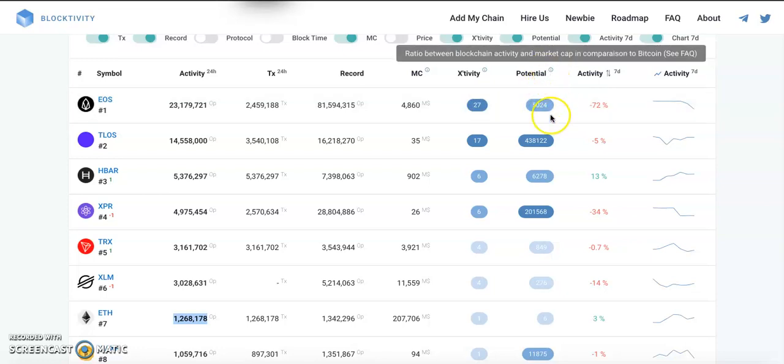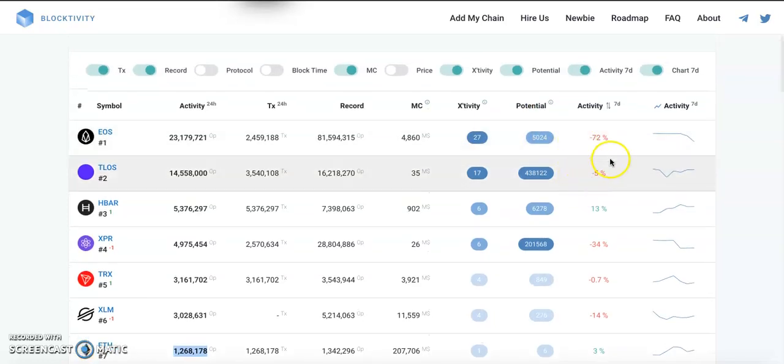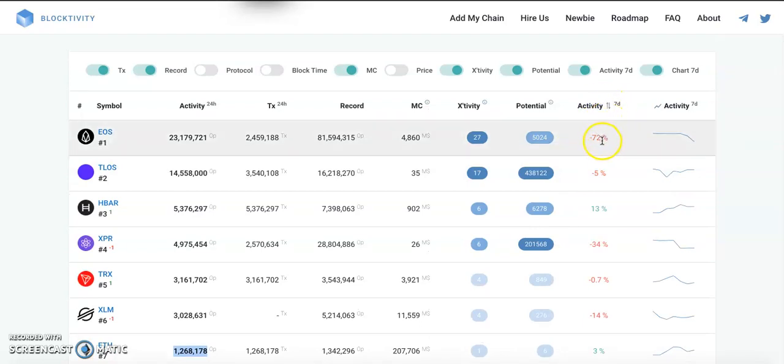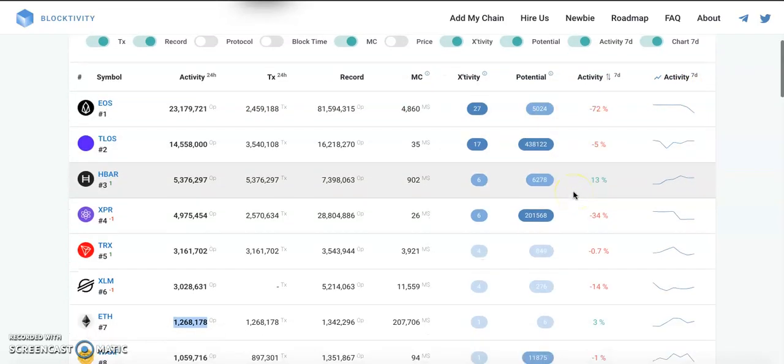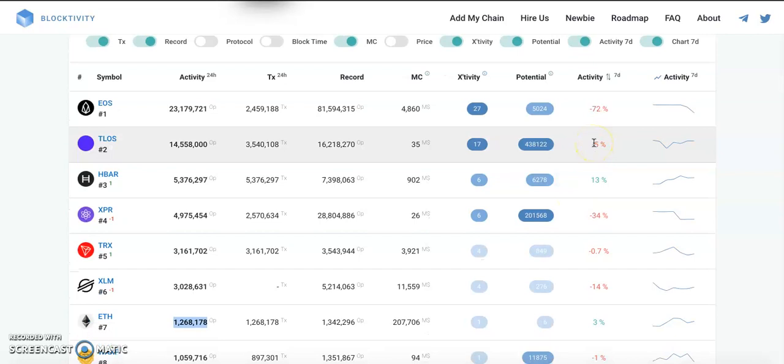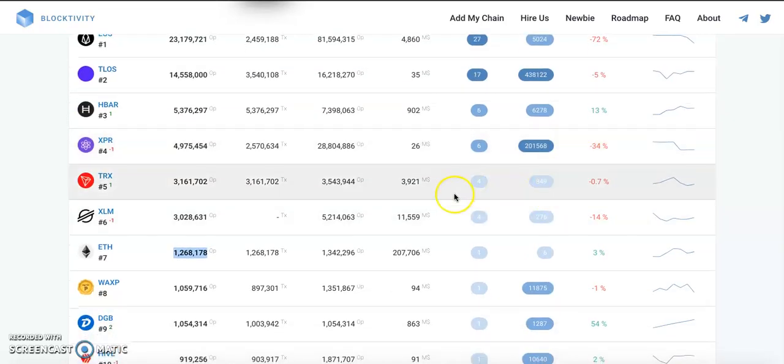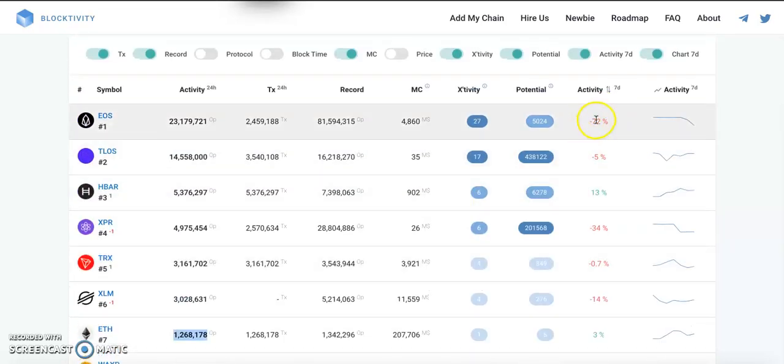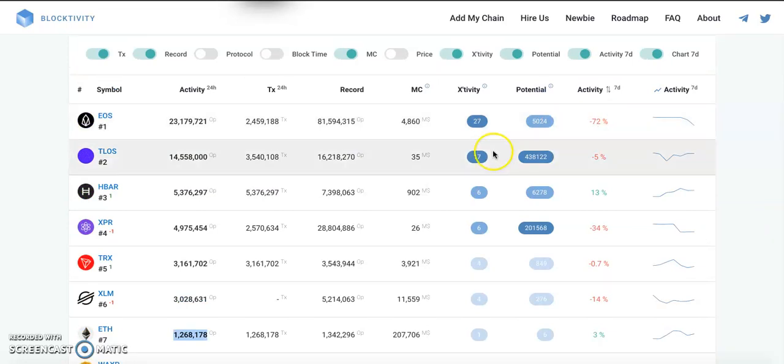The same thing applies here. This also tells the amount of activity within the last 7 days. So the activity on EOS has reduced within the last 7 days, which means the operations were way more than this. Minus 72%. That's a huge drop. This is minus 5%. Yeah, I think this huge drop is as a result of the recent upgrades.